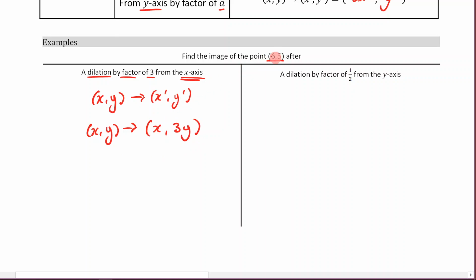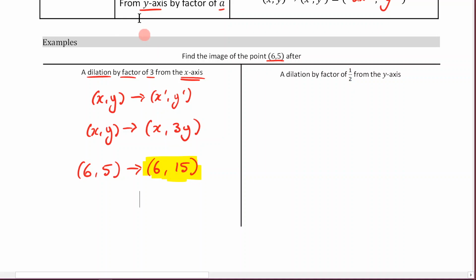We now take our point (6, 5). That is my original point. My x stays the same, so just 6, and my y value is multiplied by 3. 3 times 5 is 15. That is going to be my answer.